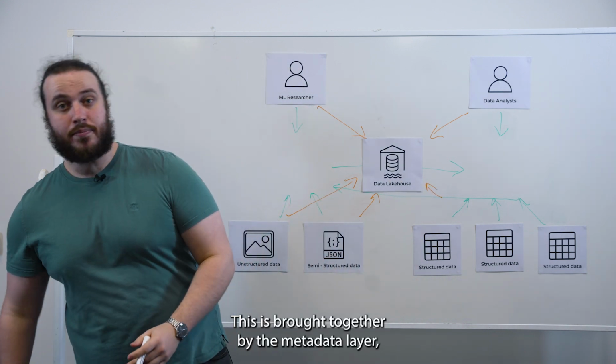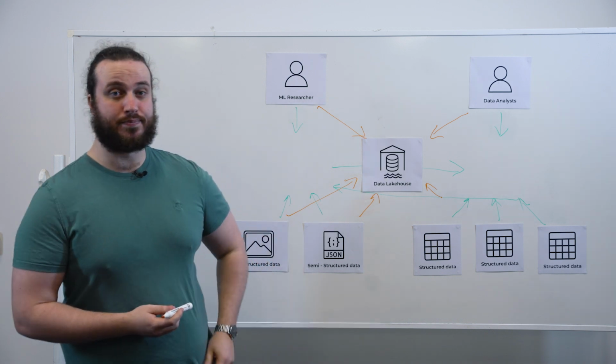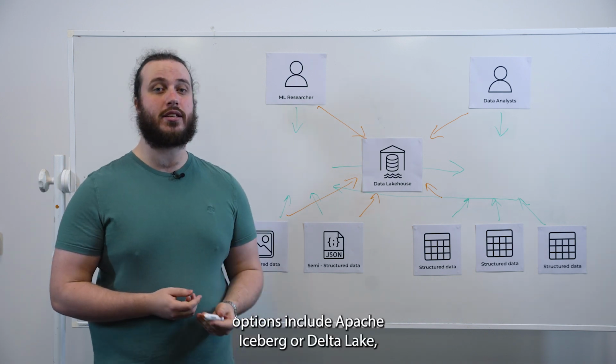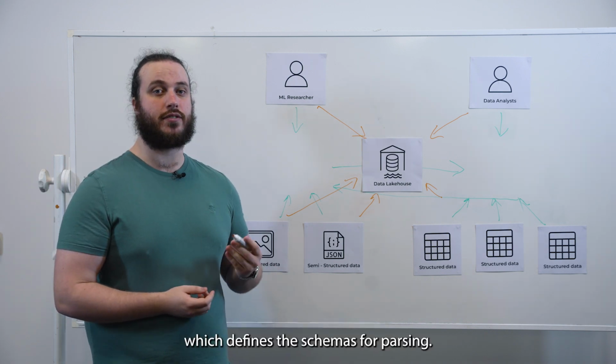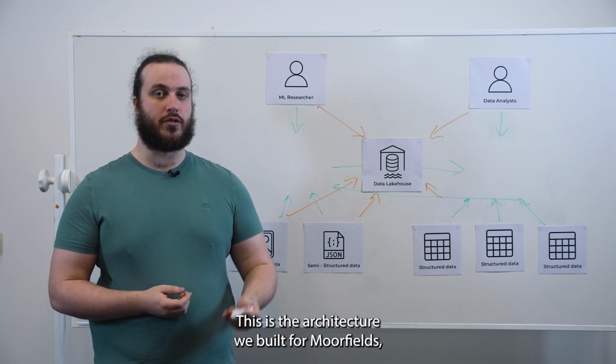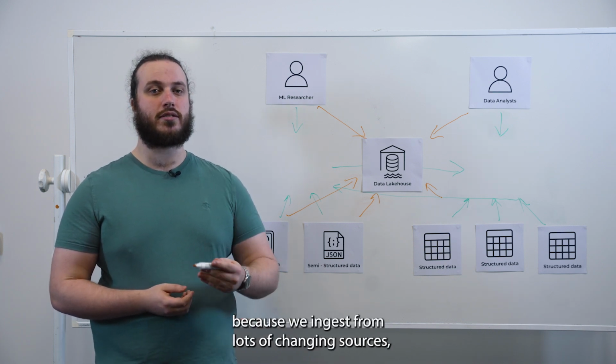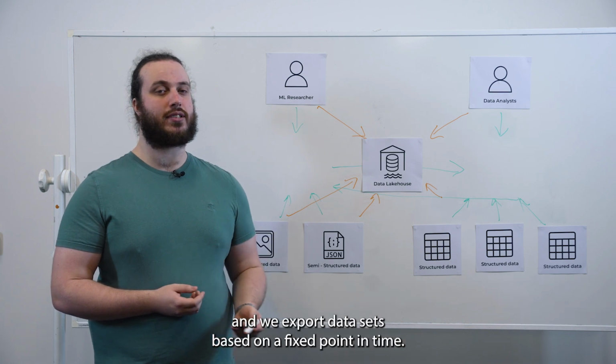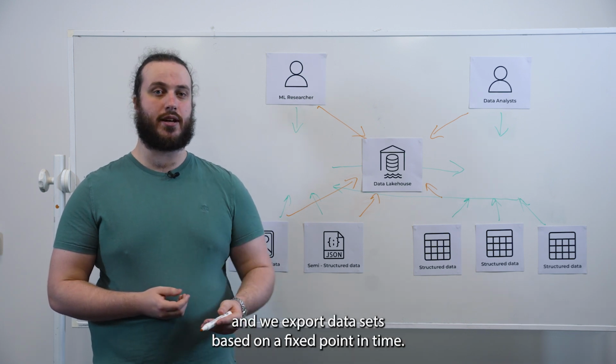This is brought together by the metadata layer. Options include Apache Iceberg or Delta Lake, which defines the schemas for parsing. This is the architecture we built for Moorfields, because we ingest from lots of changing sources and we export data sets based on a fixed point in time.